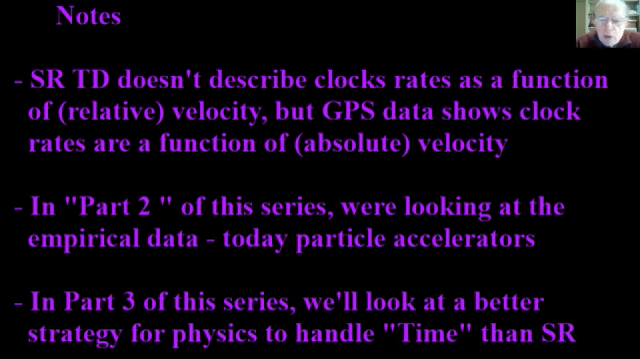And the first bullet is going to show what we've talked about, what we found out. Second bullet is where we are in the series, and the third bullet is where we'll be going. So, starting with the first bullet, special relativity doesn't describe clock rates as a function of velocity. In special relativity, they use the construct of relative velocity. But GPS data shows clock rates are a function of velocity. In fact, a function of absolute velocity. Velocity with respect to a single preferred frame.